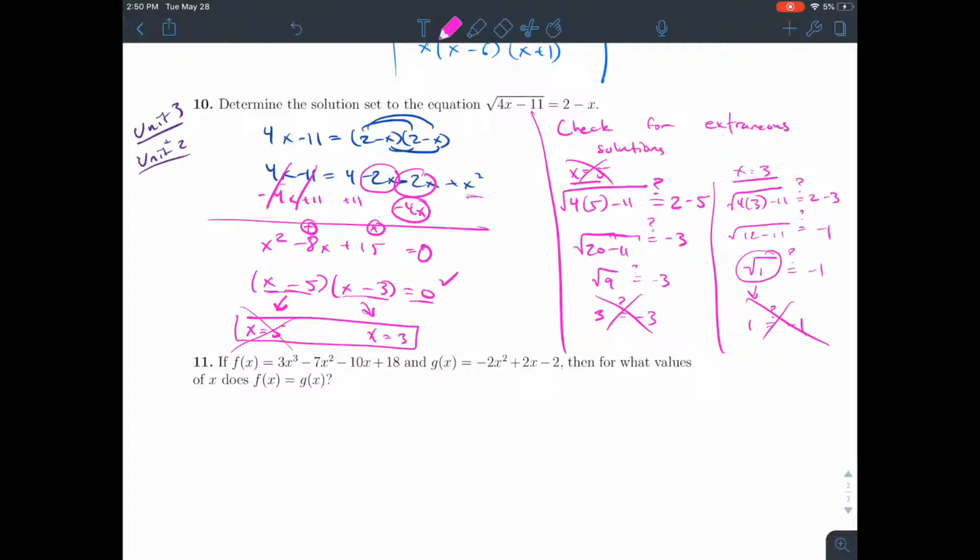So both of our apparent solutions turn out to be extraneous solutions. So the solution set for this problem is the null set, the empty set, the set with nothing in it because there are no solutions. Now usually we would have put 5 or 3 inside of there, but because neither one of them is solutions, it has nothing in it.